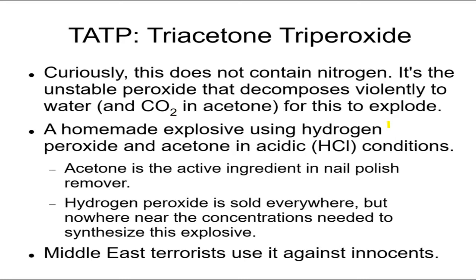It's a homemade explosive, made from acetone. Again, these things can be found, and under acidic conditions, which again is not so hard to make. So this is unfortunately used commonly for people who want to make homemade bombs. And one of the unfortunate things is in the Middle East, this is popular. They use this triacetone triperoxide, and they use it against innocent people.